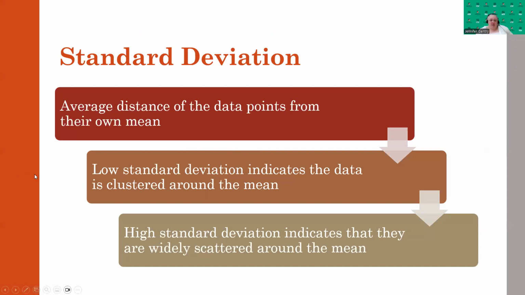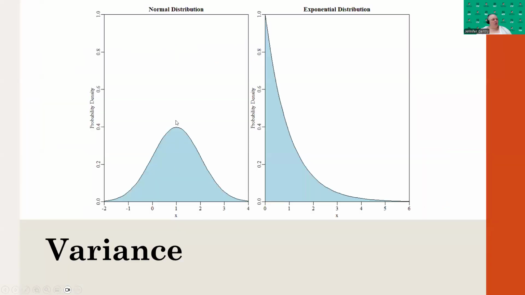Low standard deviation means that the data is clustered around the mean, so it's not very far from that center. If it's a high standard deviation, it means they're very far away. You can look at this. This is a more normal distribution, and I would say it has a low standard deviation because it is clustered in this central area. This one, because it's exponential, the mean is probably right around here somewhere.